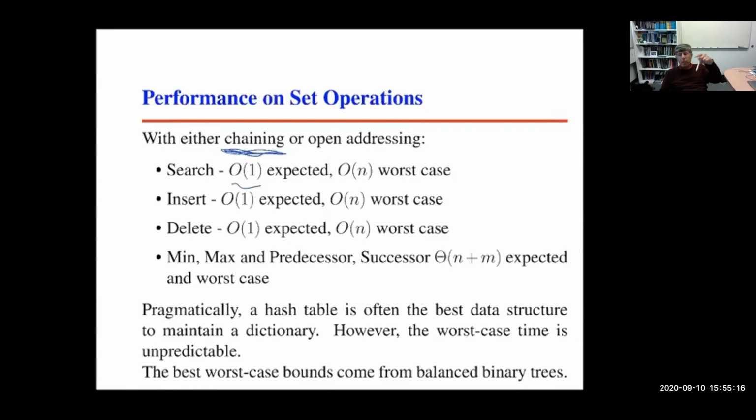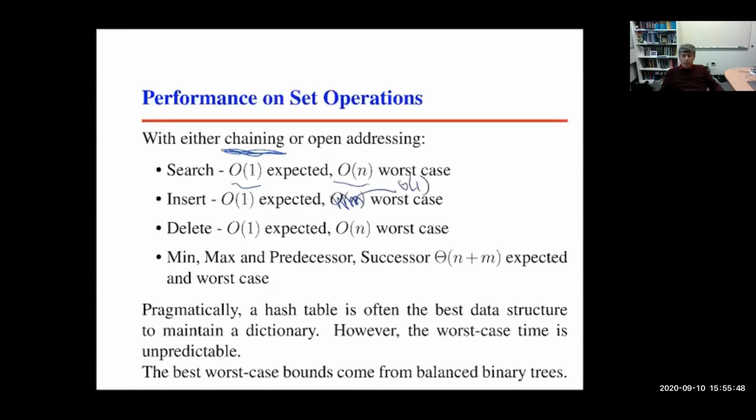Why? I hash my code, I go to the bucket, my linked list should be, if I'm not unlucky, of constant size. It'll take constant time to search. If I am unlucky, it will be order n. Every time I do an insertion, if I insert it at the beginning of the list, it should be order 1.